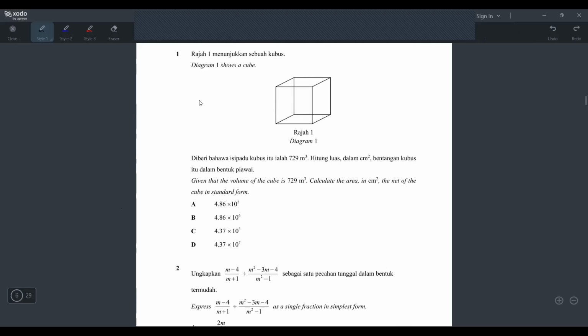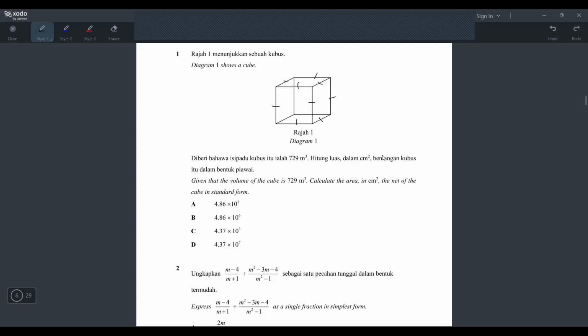Let's start. Diagram one shows a cube. For a cube, you should know all sides are the same length. Given that the volume of the cube is 729, calculate the area in cm squared of the net of the cube in standard form. So what does it mean by area of the net? Diberi isi padu 729, hitung luas dalam cm persegi bentangan kubus itu dalam bentuk piawai.